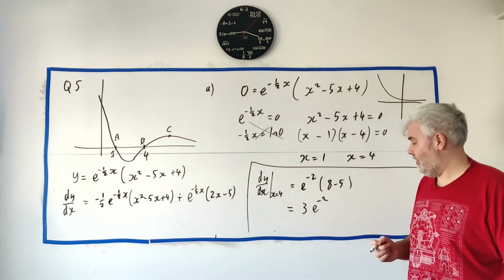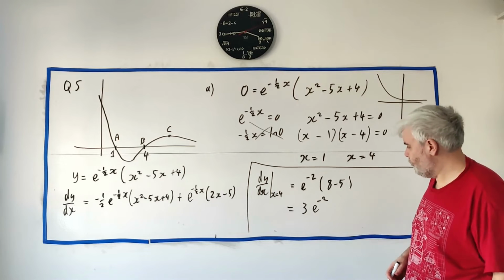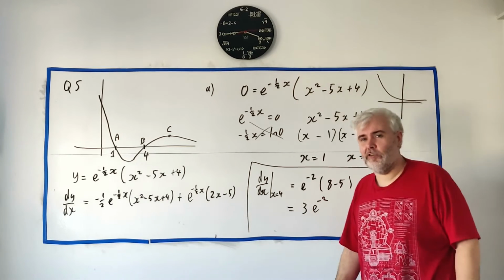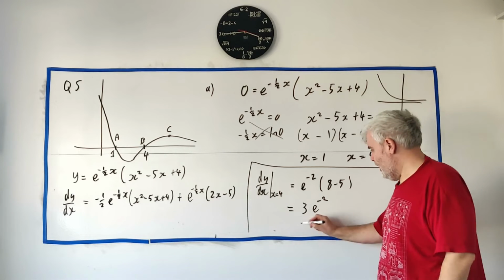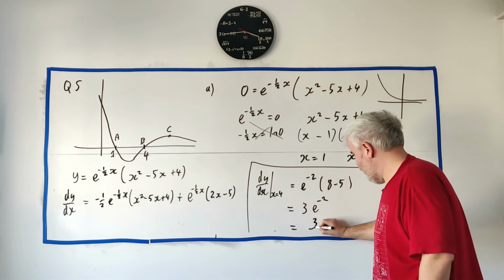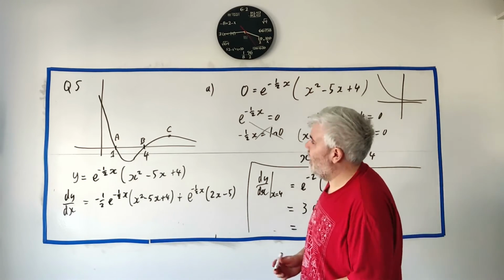They say exact. You can put that into a calculator. I don't know what it equals, but they don't want a calculator. They want the exact answer. This is how you should leave your answer. You could also go ahead and leave it like 3 divided by e squared. Either one of these is fine.